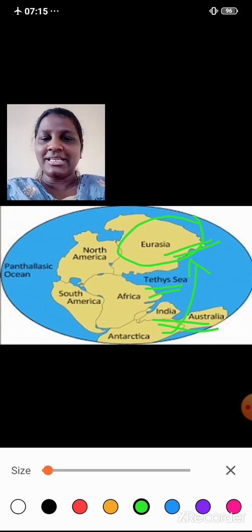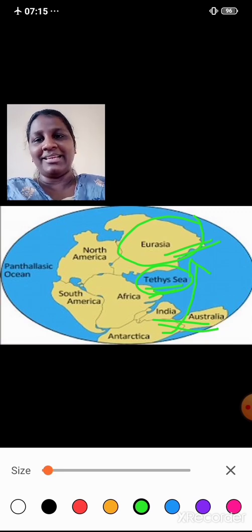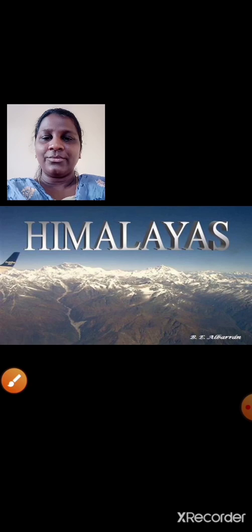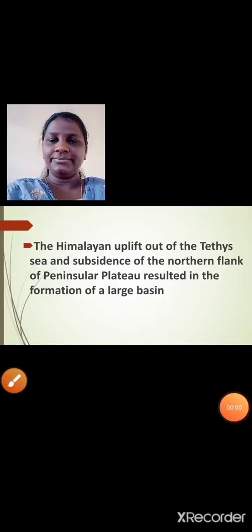And you can see the distance, right? It's far away. So it was done forcibly. Hence the sediments from the Tethys Sea started raising up. It got pushed up, forming Himalayas. I hope it's clear, students. And thus Himalayas were formed. The Himalayan uplift out of the Tethys Sea, just now we have seen, right?